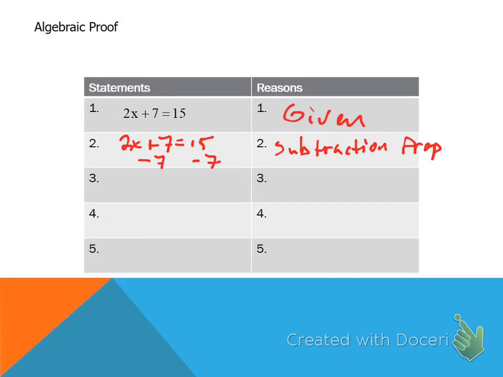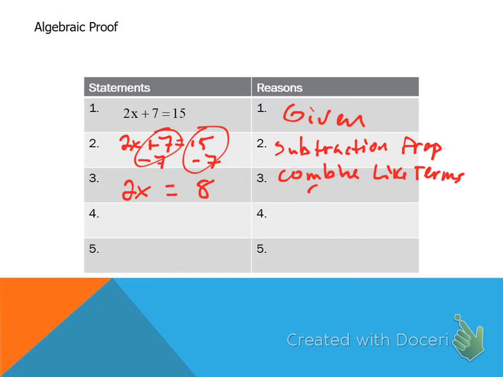Okay? What would come next is us simplifying, right? Or us combining like terms here and here. 7 minus 7 is 0, and then 15 minus 7 is 8, so we get 2x equals 8. So this is, like I said, combining like terms, so we can just call it that, combine like terms. Or we can just say that we're simplifying. So simplify. Okay? You're going to see me use simplify more than combine like terms. So I'm going to cross out combine like terms and just keep using simplify.